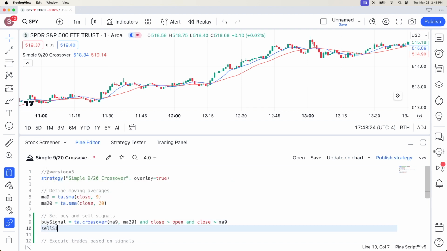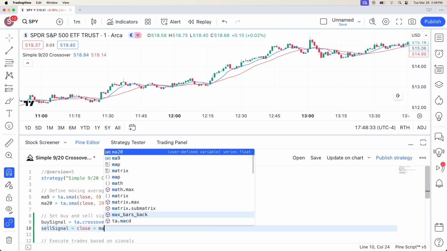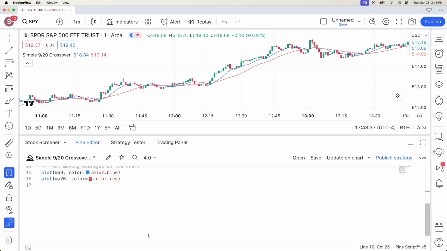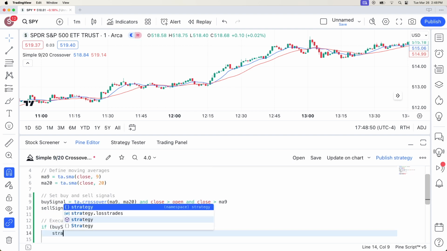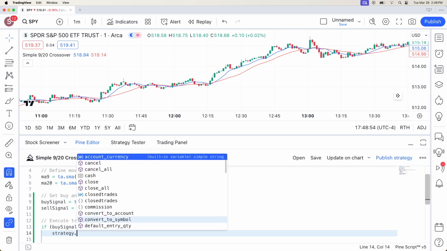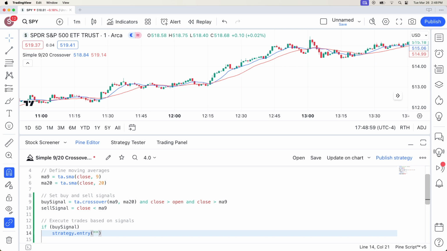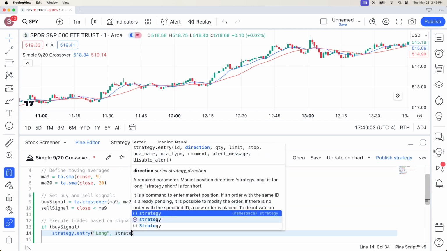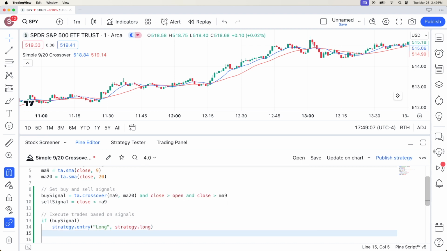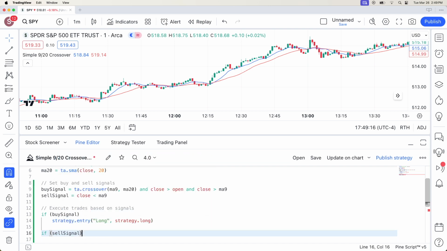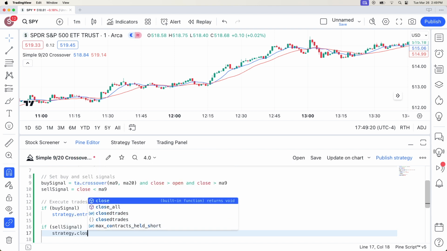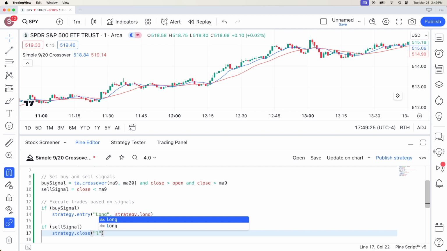For the sell signal, it's simply the close going below the 9. For our trade execution, if buy signal, we want to be able to enter long. So long with a strategy of long. Then for our sell signal, we want to close our long position, like so.